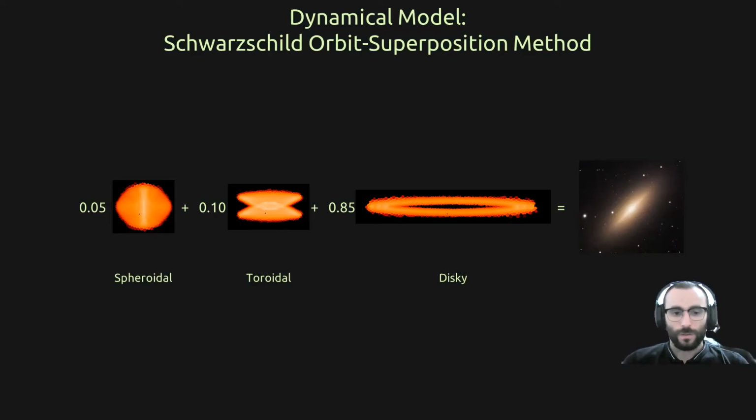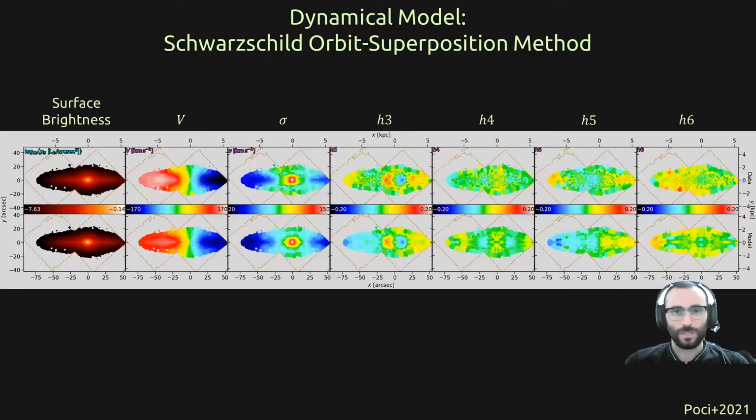This is also a well-established technique, and we apply it routinely to our measured kinematic data. What I show here on the top row, from left to right, is the projected surface brightness, mean velocity, velocity dispersion, and higher order Gauss-Hermite moments. Then on the bottom row is the fit from the Schwarzschild model to all of these data. What's in this model is a whole suite of orbits for which we know their intrinsic kinematic properties. So we can actually start to look at this model from an intrinsic perspective.